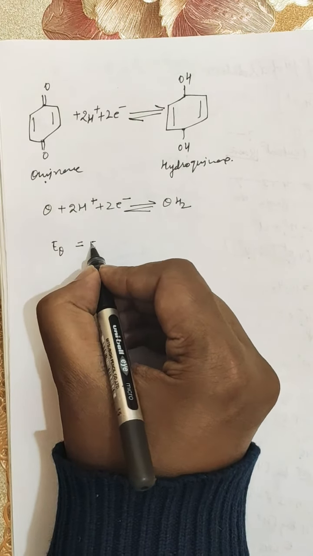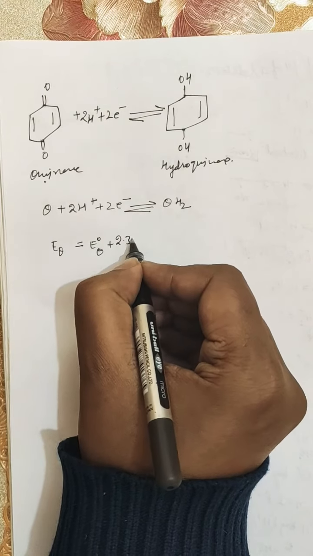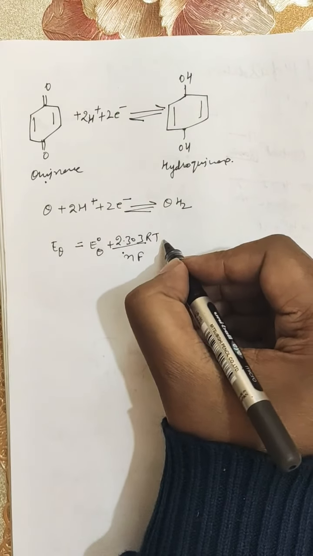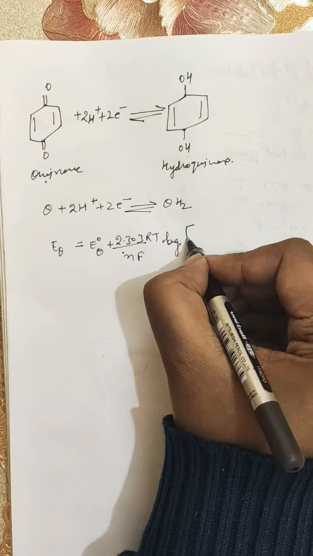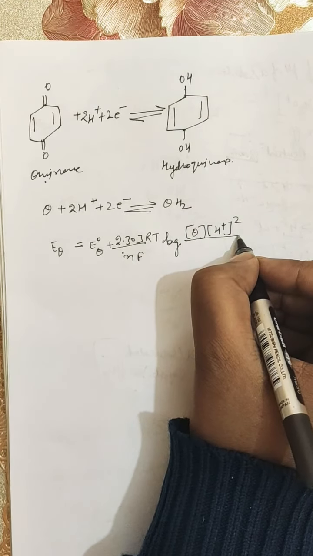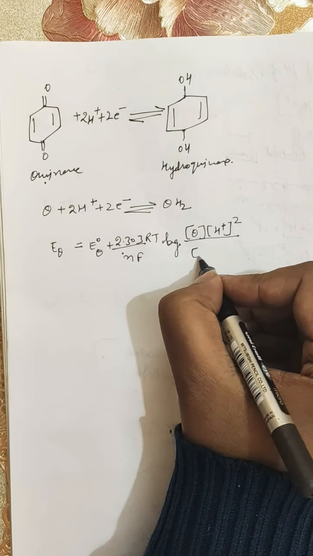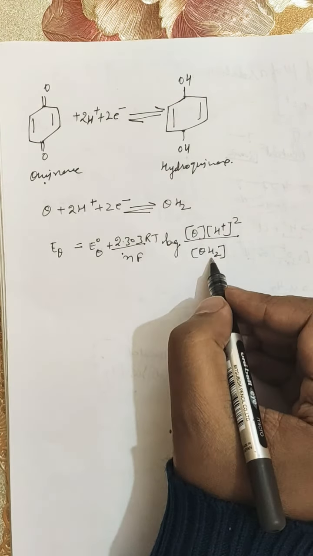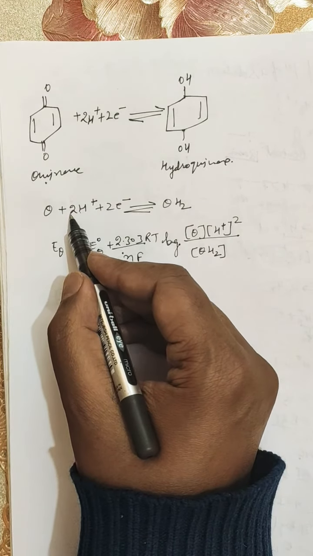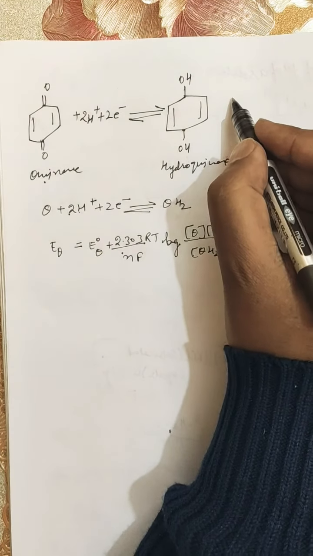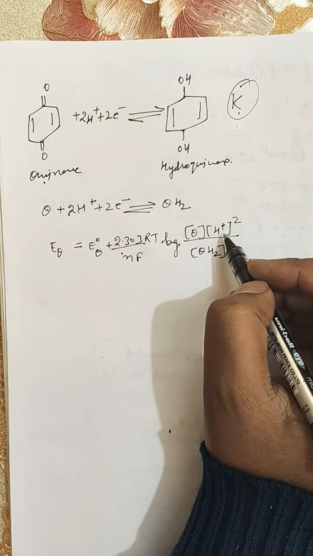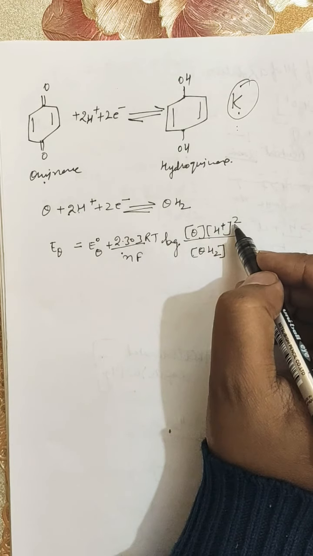EQ is equal to E naught Q plus 2.303 RT over NF and log of Q, the concentration of the oxidized species, as you might remember, divided by QH2. So this is hydroquinone. And where does this 2 in the power come from? It comes from here. It's a stoichiometric coefficient. And let me tell you again the definition of equilibrium constant. The equilibrium constant says that concentrations are raised to the power of their stoichiometric coefficients.